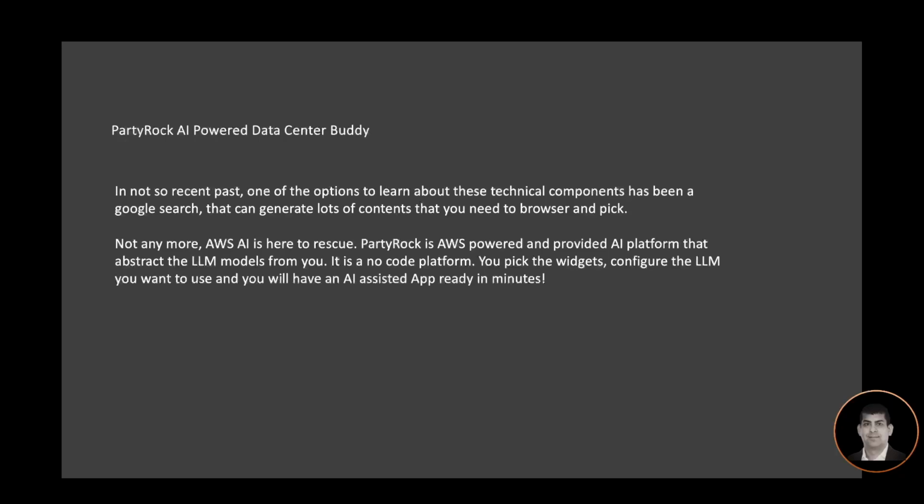In not so recent past, one of the options to learn about these technical components has been a Google search that can generate a lot of content that you need to browse and pick. Not anymore. AWS AI is here to rescue. PartyRock is AWS powered and provided AI platform that abstracts the LLM model from you. It's a no-code platform. You pick the widgets, configure the LLM you want to use, and you will have an AI assistant app ready in minutes.